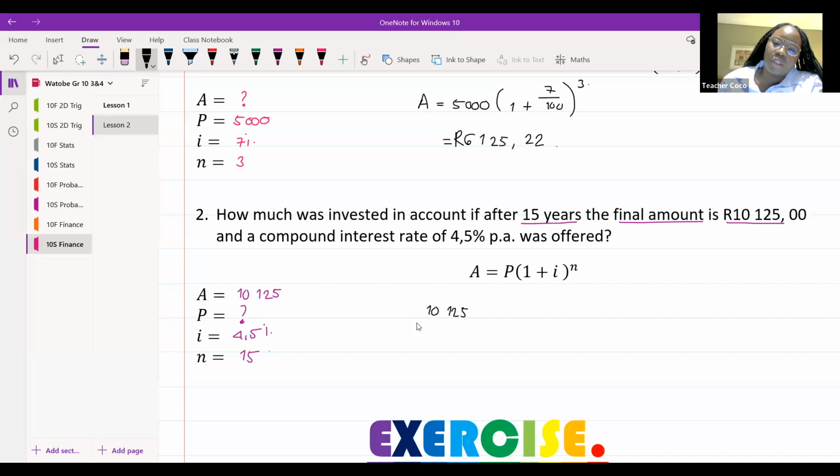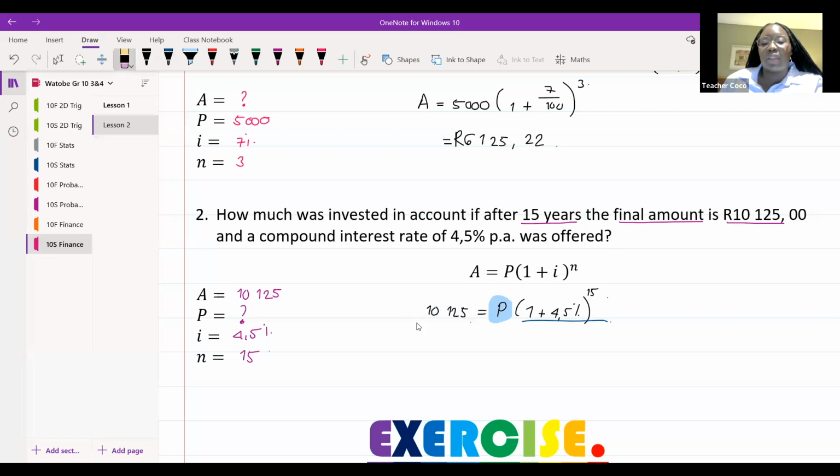10,125 is equal to P open bracket 1 plus 4.5% close bracket to the exponent of 15 years. Correct, to the power of 15. Good. Now, I hope you recognize that the thing we want is actually P. How do we get rid of everything else? Do we divide both sides by 10,125? Not particularly, because if I do that, I'm just going to erase this 10,125, and that's not going to help me.